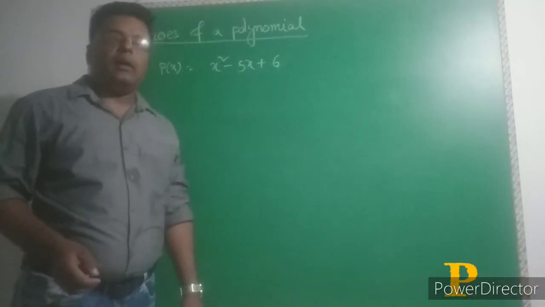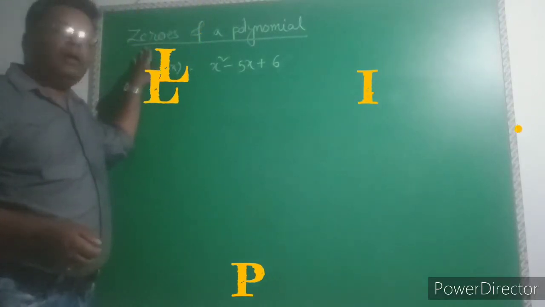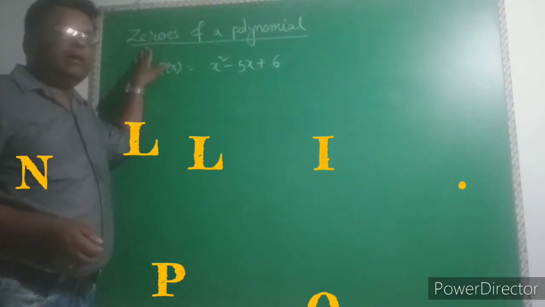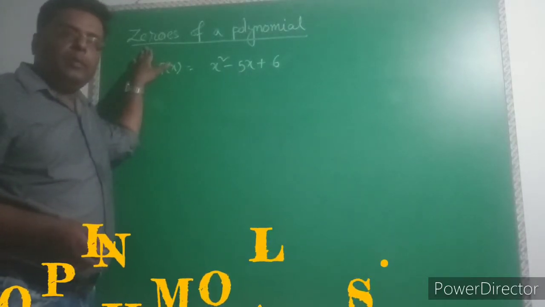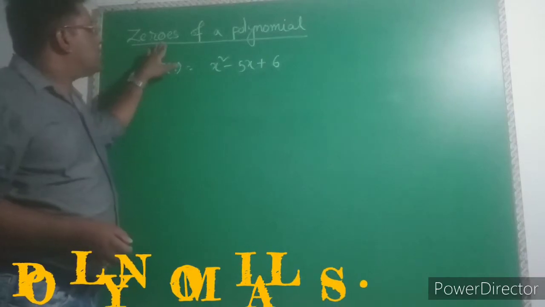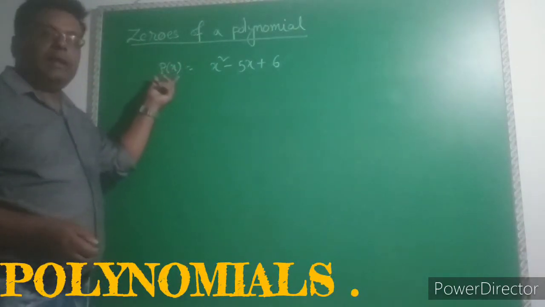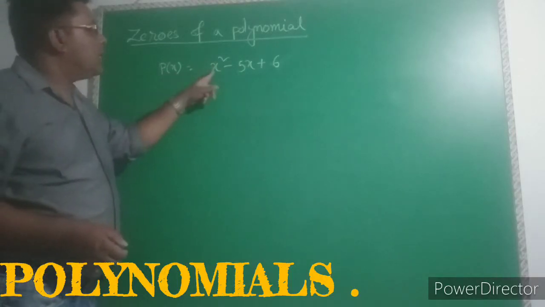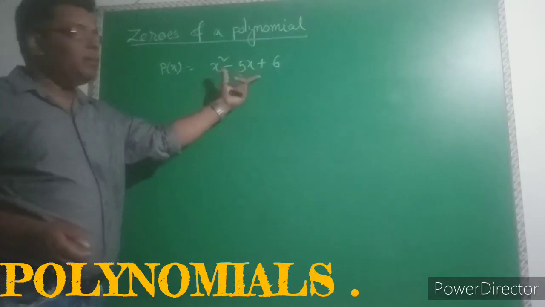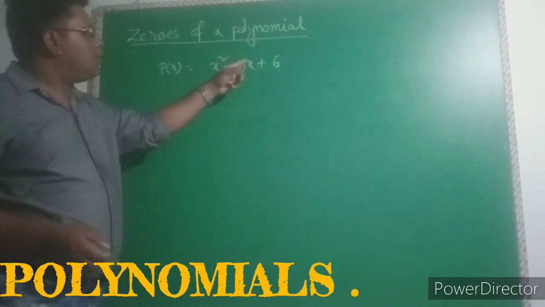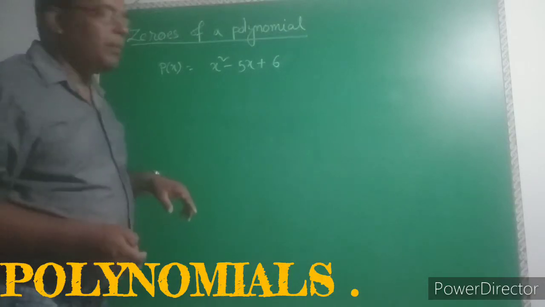Hello students, today we will discuss the zeros of a polynomial. In the last class we discussed polynomials, and now we will discuss the zeros. Now we consider a polynomial here, p(x) = x² - 5x + 6. It's a polynomial because the exponent or power of the variable is a whole number.